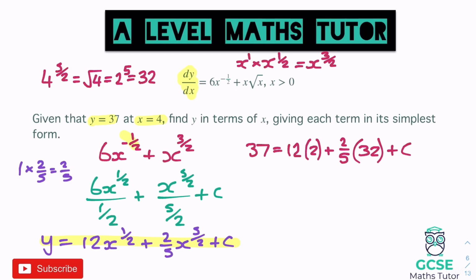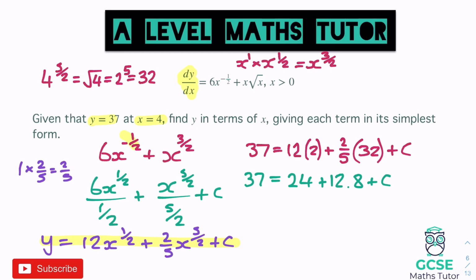Let's just follow the process. So we have 37 equals 12 times 2 is 24, and then 2/5 of 32. Now 32 divided by 5 on the calculator is 6.4. Timesing that by 2 to get 2/5 gives us 12.8. So we have 24 plus 12.8 plus c. There we go.